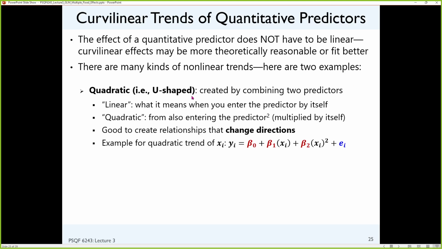And this type of model is good for effects that change directions. As x goes up, y goes up to a certain point, but then as x goes up, y goes down, or vice versa. So the model would look something like this, where x is my quantitative predictor. I have beta 1 that gives me the linear slope of x, and beta 2 that gives me what's known as the quadratic slope, so the squared term.